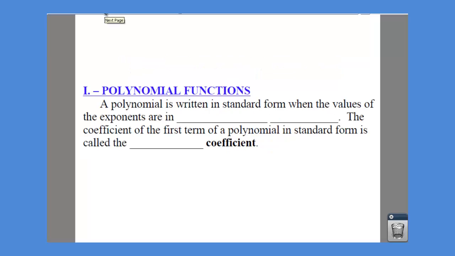All right, so the first part here we have a little definition. It says a polynomial is written in standard form when the values of the exponents are in descending order. And so what it means for it to be in standard form is that your exponents are in descending order. So whenever you write something in descending order, you're also going to have a number out in front of your term, which is going to be called your leading coefficient.